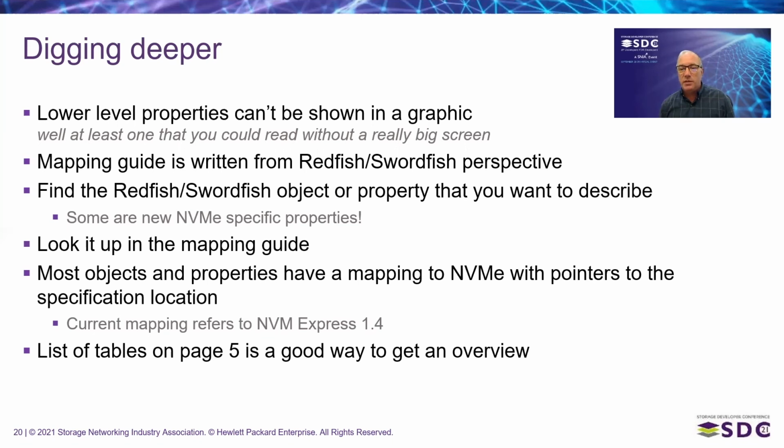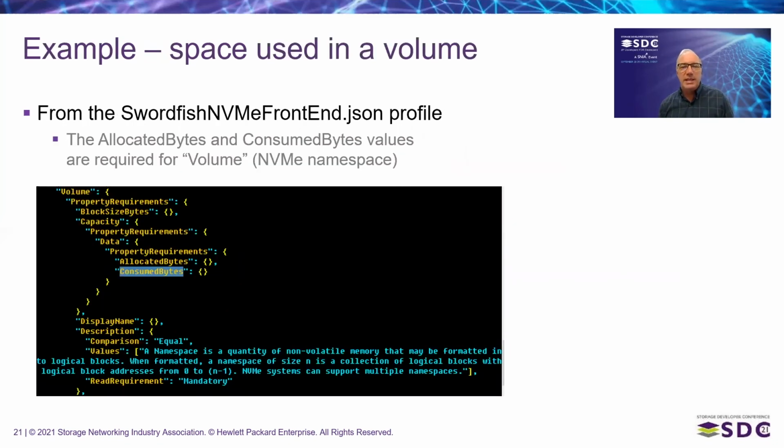We've been thinking about some ways to make the document a little bit more easily navigated, and there may be some improvements in the future that provide some navigation aids in the document. So from examples in this document, going back to the JSON profiles and looking at the Swordfish and NVMe front-end JSON profile, I grabbed the volume, and the volume has two property requirements for allocated bytes and consumed bytes. I've highlighted the consumed bytes here, and we're going to look at how to fill out the consumed bytes.